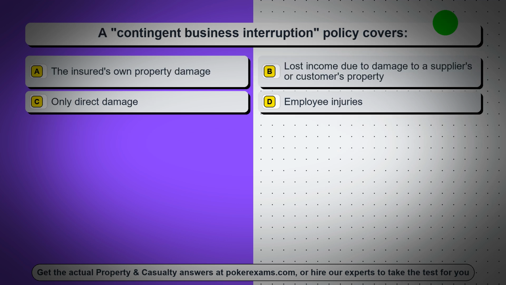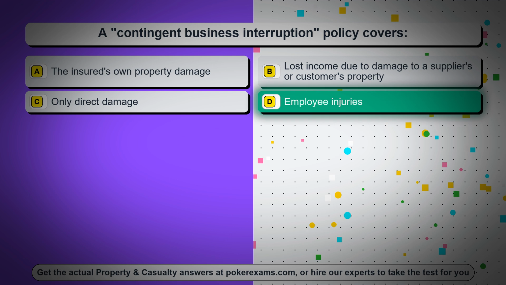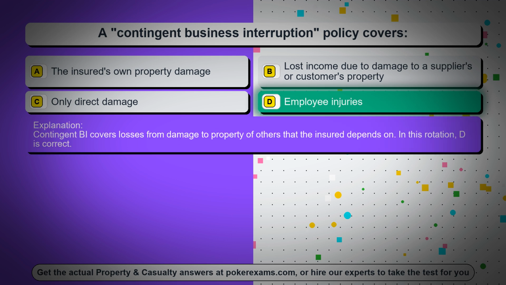Question 55. A contingent business interruption policy covers: Option A, the insured's own property damage. Option B, lost income due to damage to a supplier's or customer's property. Option C, only direct damage. Option D, employee injuries. The correct answer is option D, employee injuries. Contingent BI covers losses from damage to property of others that the insured depends on. In this rotation, D is correct.